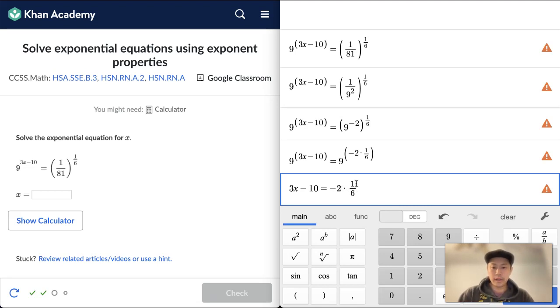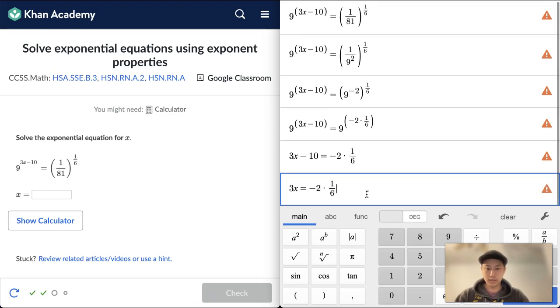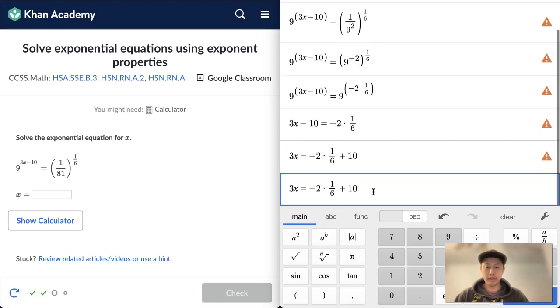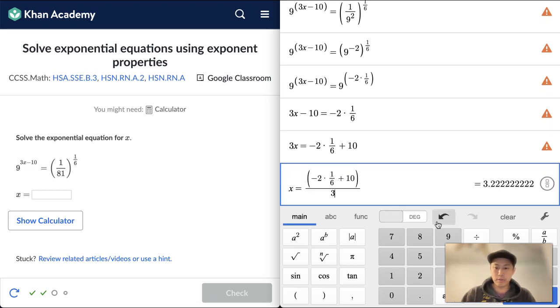All right, I'm going to leave everything in this form, but if you want to, just change this to a negative 1/3. Right, negative 2/6, the same thing as negative 1/3. Okay, but this is your algebra. I'm going to add 10 to both sides. 3x is equal to a negative 2 times 1/6 plus the 10. And then we're going to divide everything by 3. There's our answer, 3.2 repeating.